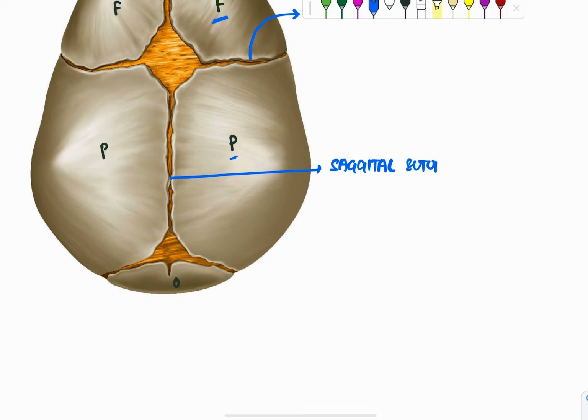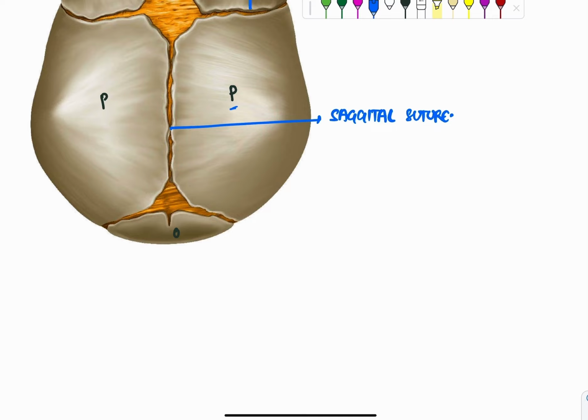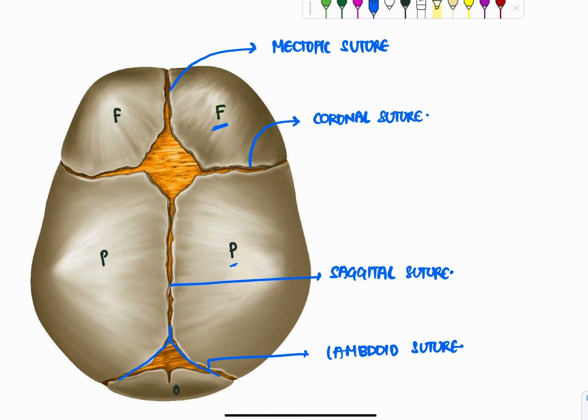This is called as sagittal suture. Okay. And next you see another suture here, right? So the shape of the suture is lambdoid shape, right? So this suture over here is called as lambdoid suture. Very important thing you need to understand here is how many sutures we have got?